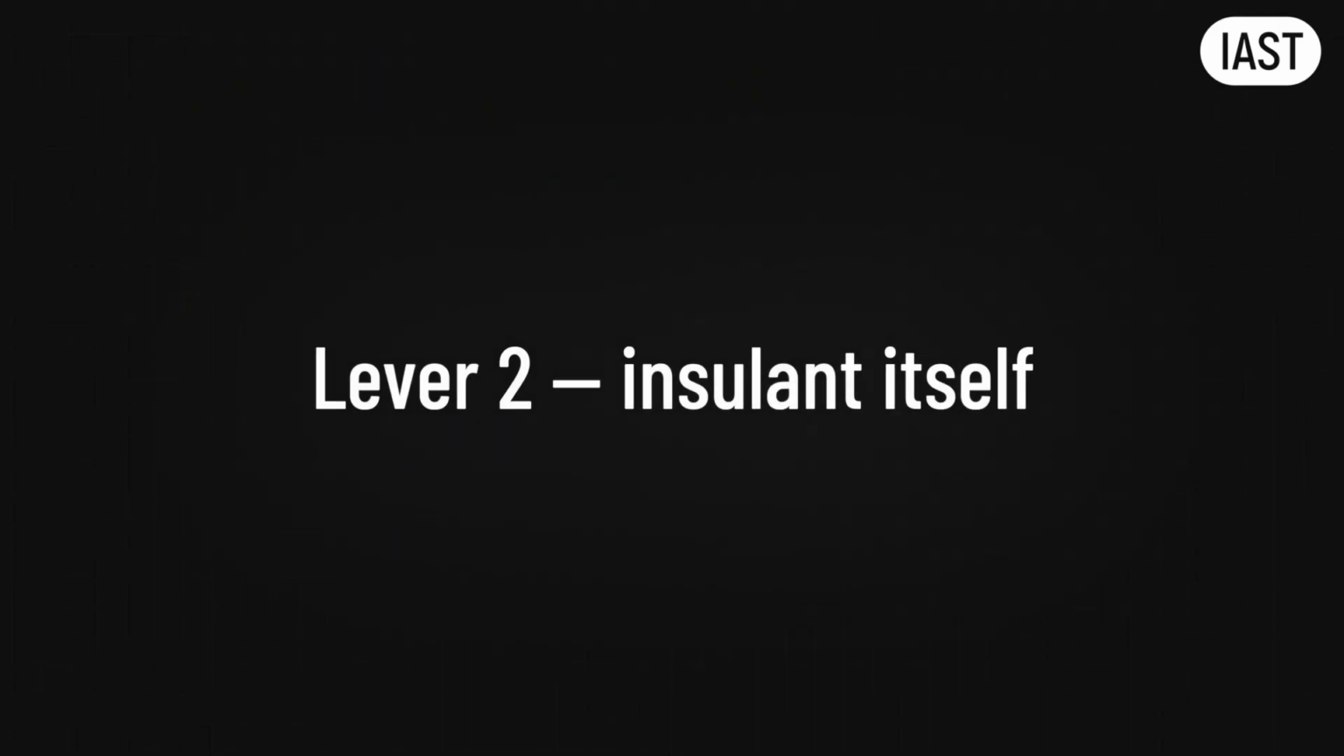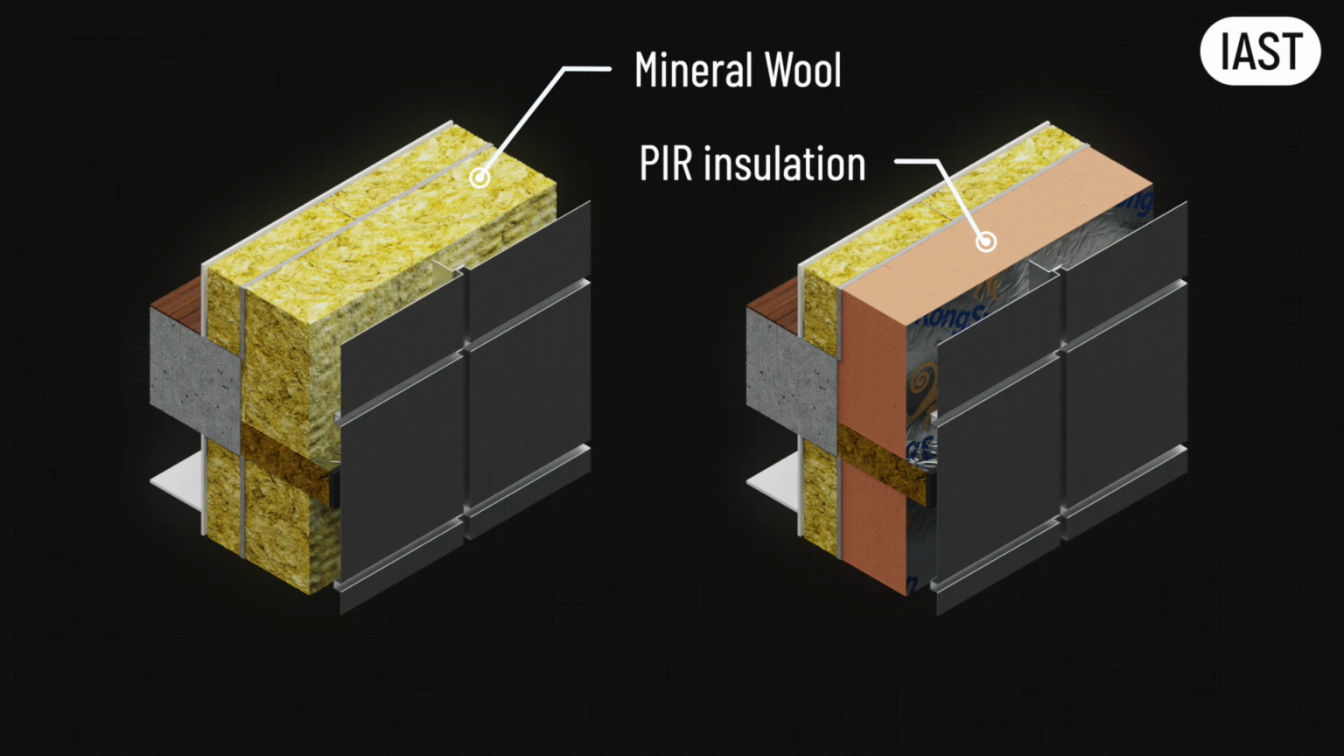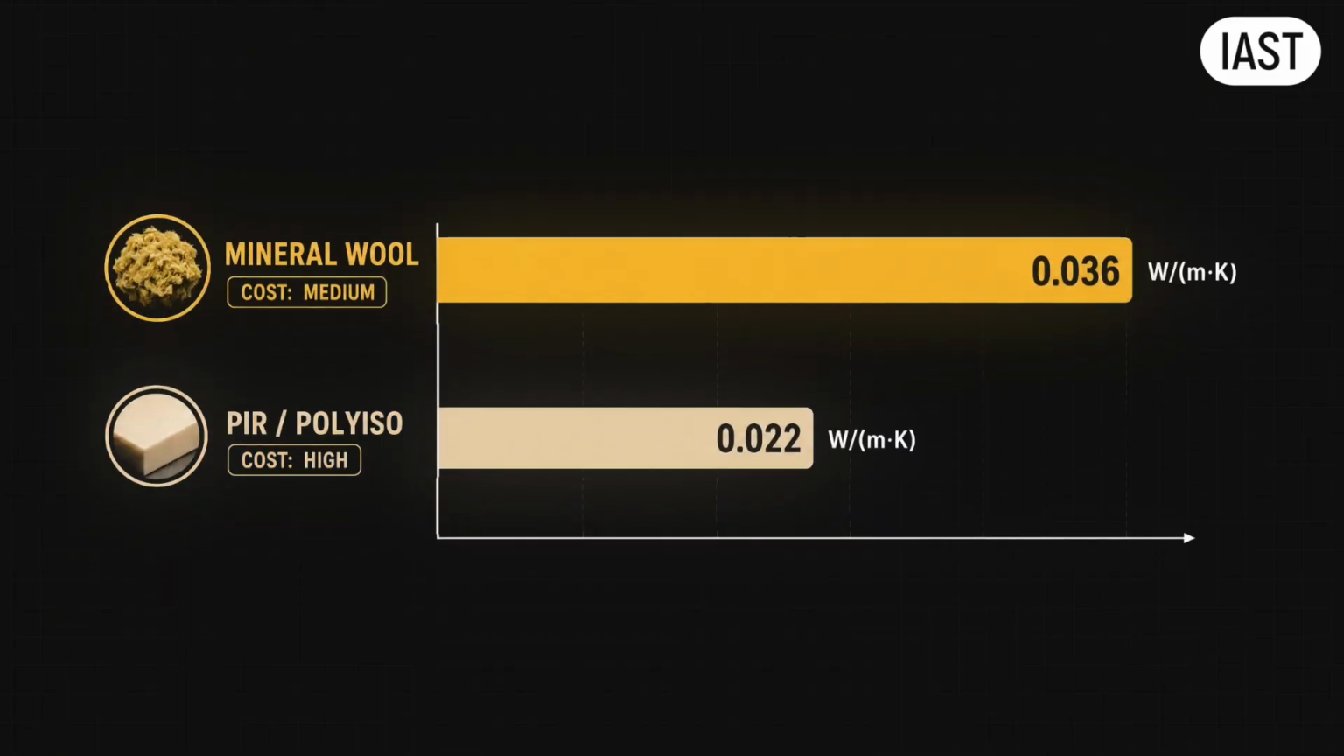Lever 2, the insulant itself. If thickness is already fixed, planning constraints or tight facade zones, switch to a higher performing material, for example, PIR insulation or polyisocyanurate insulation, and I hope I pronounced that right. PIR insulation at the same thickness delivers significantly more R value than mineral wool.